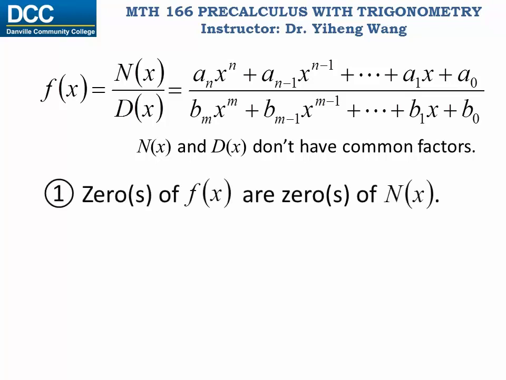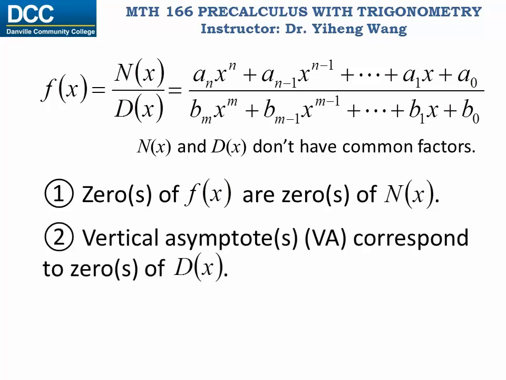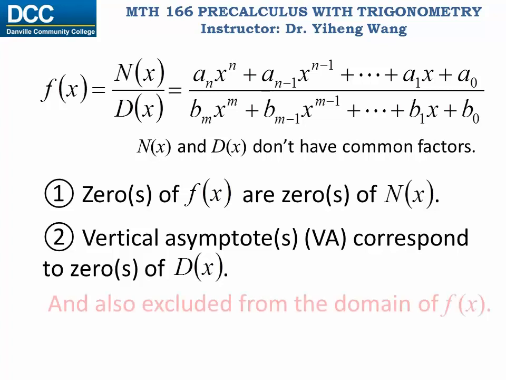The zeros for this function are determined by setting the function to be 0 and solving for the x values. Since the denominator function cannot be 0, only the numerator function can be 0, therefore the zeros for this rational function simply are the same zeros of the numerator function. The vertical asymptotes correspond to the zeros of D(x). Don't forget, vertical asymptotes correspond to the x values that the function can never be. Therefore, they also correspond to the points excluded from the domain of this function.